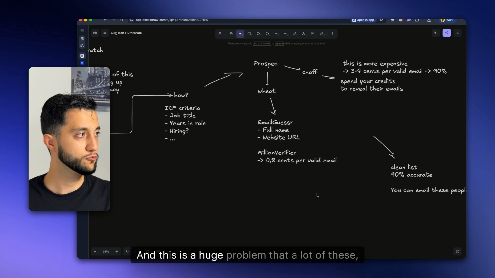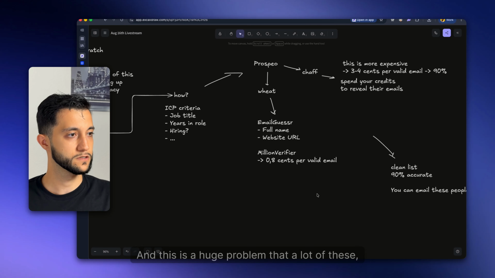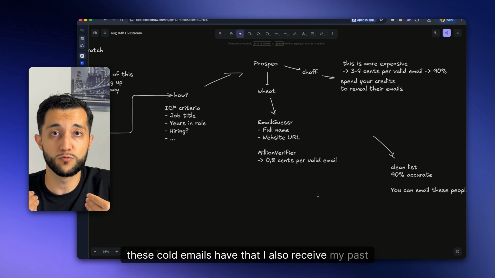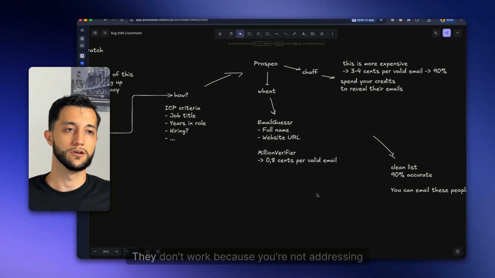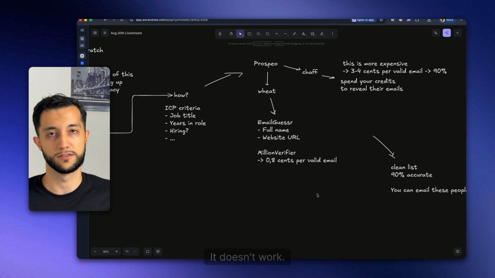And this is a huge problem that a lot of these cold emails have, that I also receive. My past cold emails from years back, they were terrible. They don't work because you're not addressing anyone. It doesn't work, right?